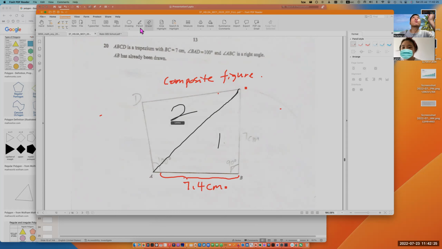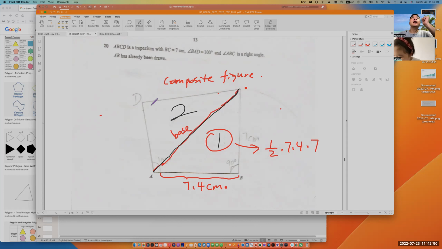So how do you get 1? 1 is basically 7.4 times 7 divided by 2. Very good. So it's half times base times height. That's how you get 1. But how do you get 2? Then you need to find out this base. Do I have to measure this one? Yes, you need to measure the base, and then of course you need to measure the height. Then you get another one.